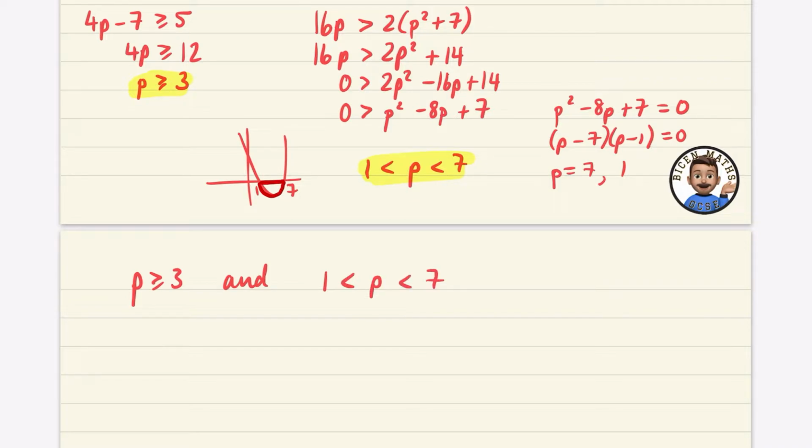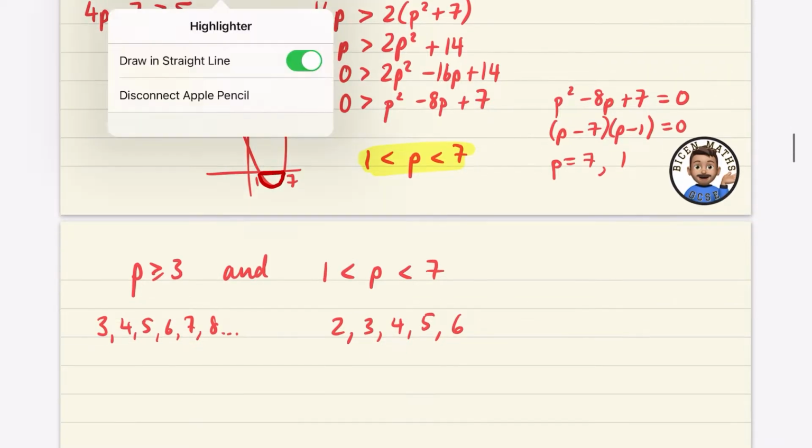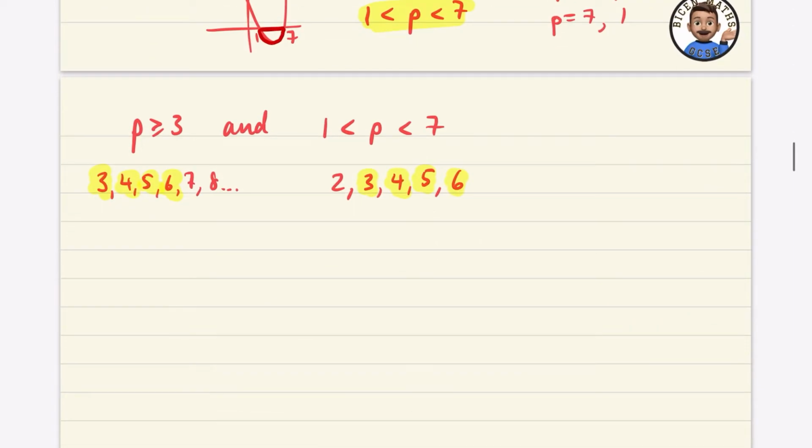Well, if something is greater than or equal to 3, it could be 3, 4, 5, 6, 7, 8, it just keeps going and going. But if it's in between 1 and 7, it has to be greater than 1, so it could be 2, 3, 4, 5, 6, but it has to be less than 7. So you can't include 7 because it actually has to be less than 7. So the only numbers that are actually in both of these are 3, 4, 5, and 6. So the possible values of p are 3, 4, 5, 6.